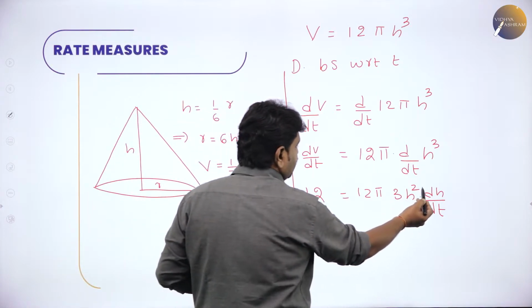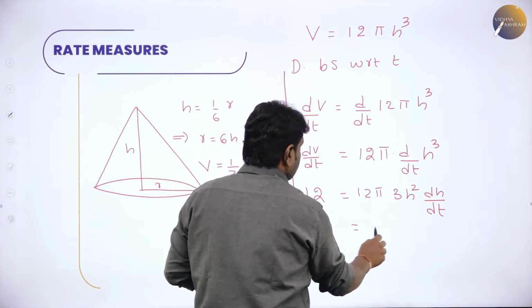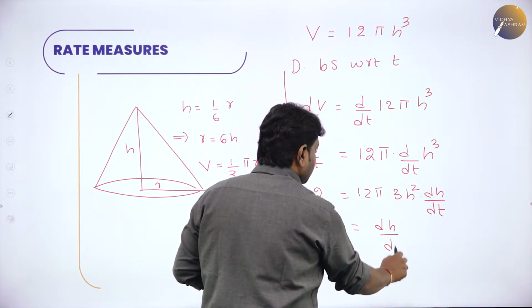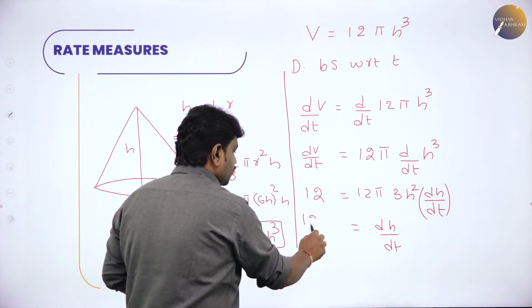Rearrange. We are interested in dh by dt. So let dh by dt be on the LHS. This part I need. Let it be here. Transfer all other terms to the RHS.